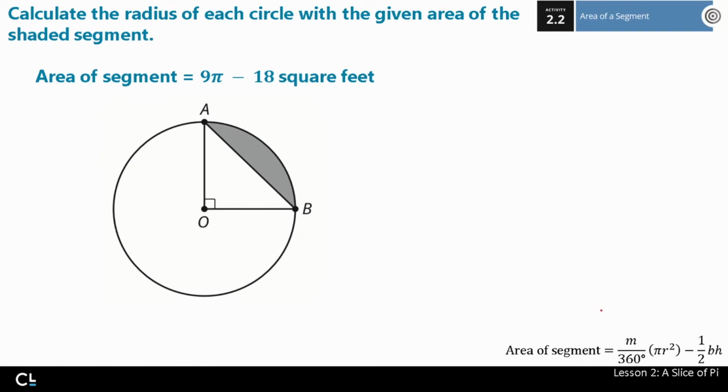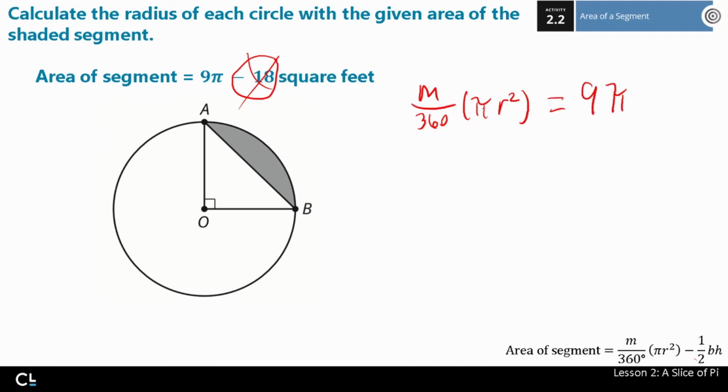And the reason is because we just need to figure out some of these things, right? Now, what information do we have from our circle? We only need the 9 pi because if you notice, this is set up like this formula down here, where it has the area of the sector first, and then minus 1/2 base times height. This is the minus 1/2 base times height. So if we get rid of this, we just have 9 pi, and we could set that equal to m over 360 pi r squared equals 9 pi, right?